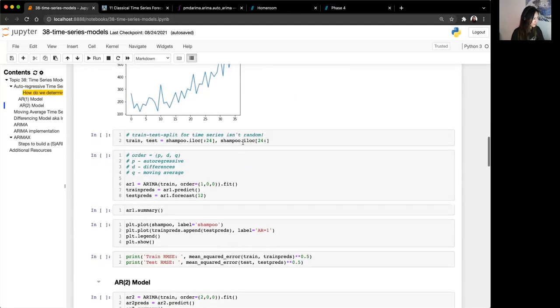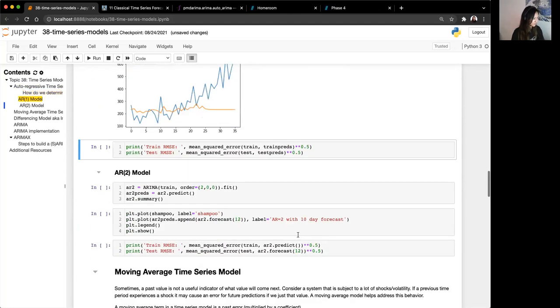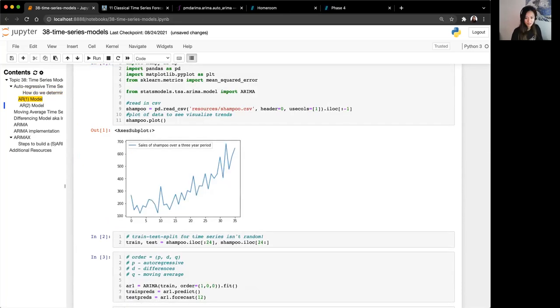my PACF graph? Oh, did I not have my PACF graph here? All right, let me pull it up real quick. I know I got it here.